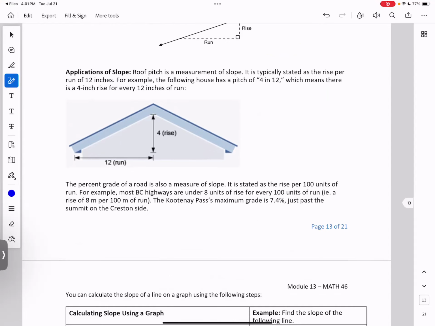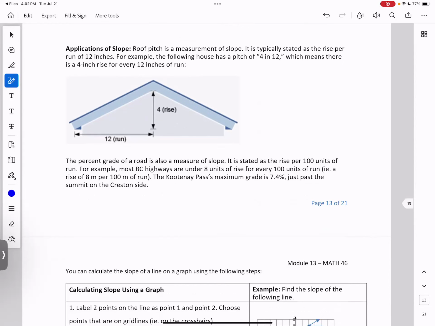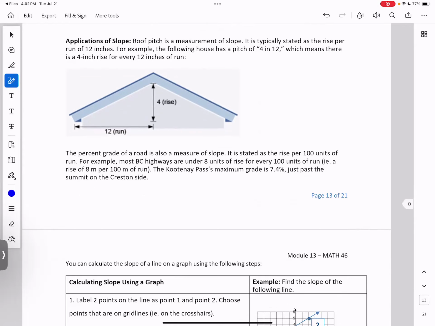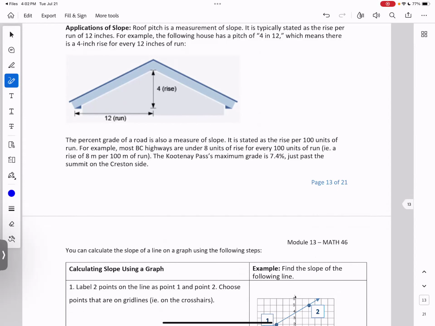And so for every 100 meters or 100 feet of horizontal distance traveled, if it was an 8% grade, there would be 8 units of rise over that same run. So 8 feet rise per 100 feet of run, or 8 meters of rise per 100 meters of run would be the same ratio. So it's a measure of steepness. And most major highways have a maximum grade of 8%. And grade is also really important for rails because trains can't handle very steep grades.